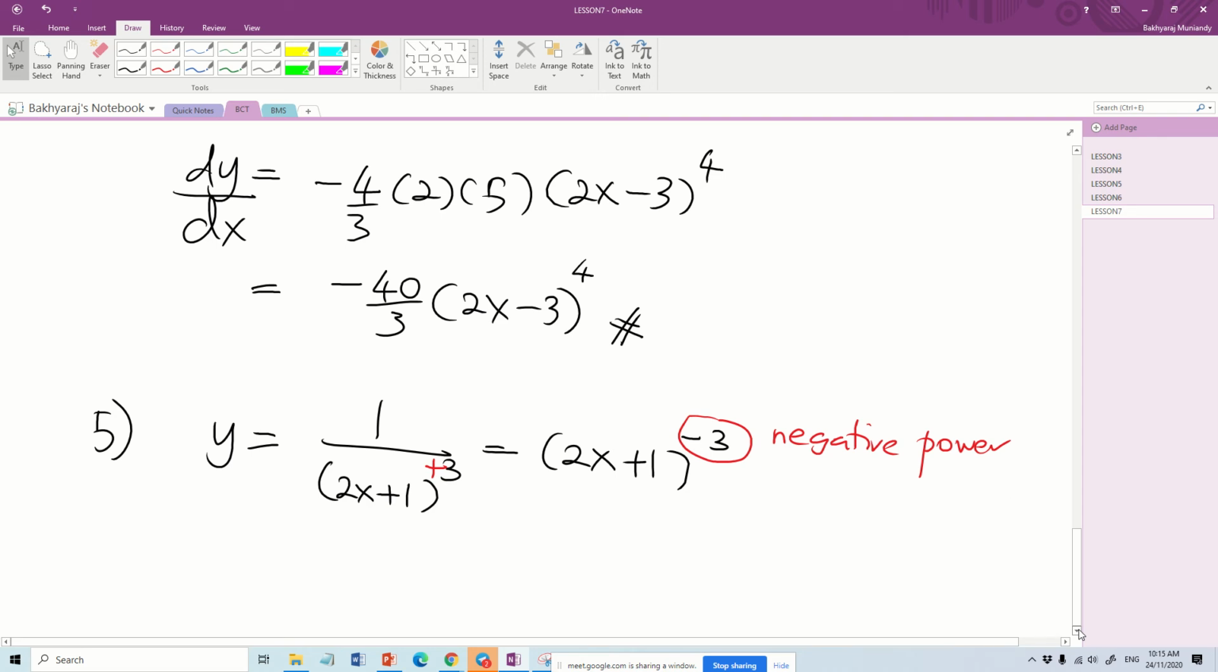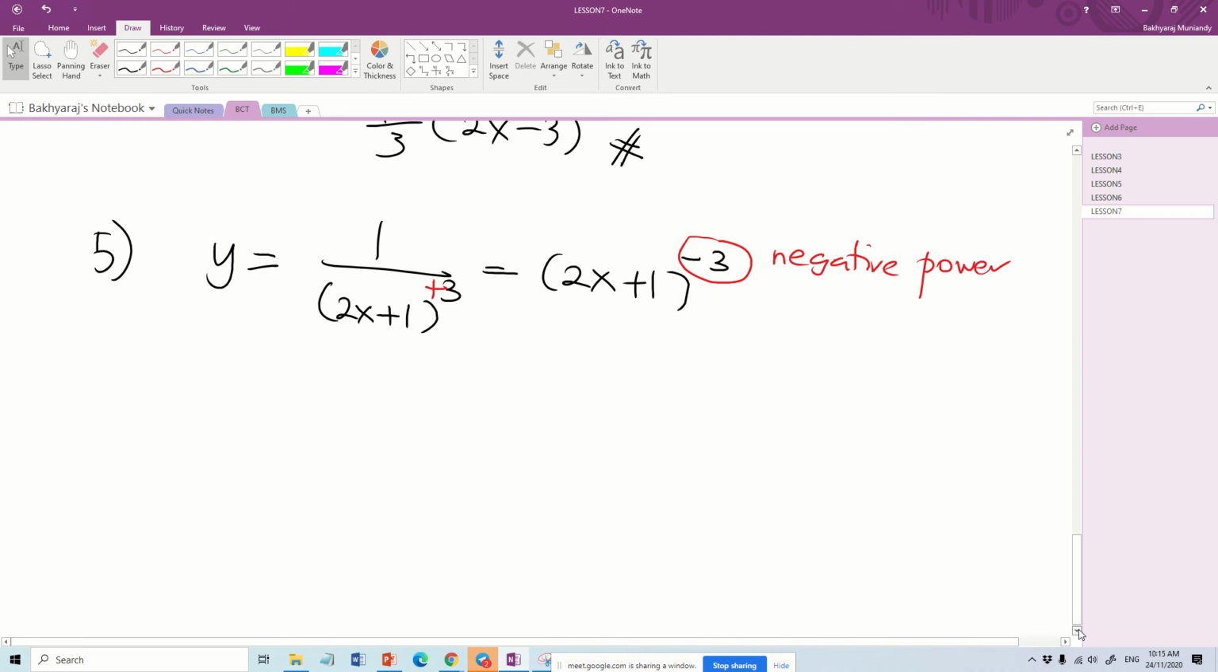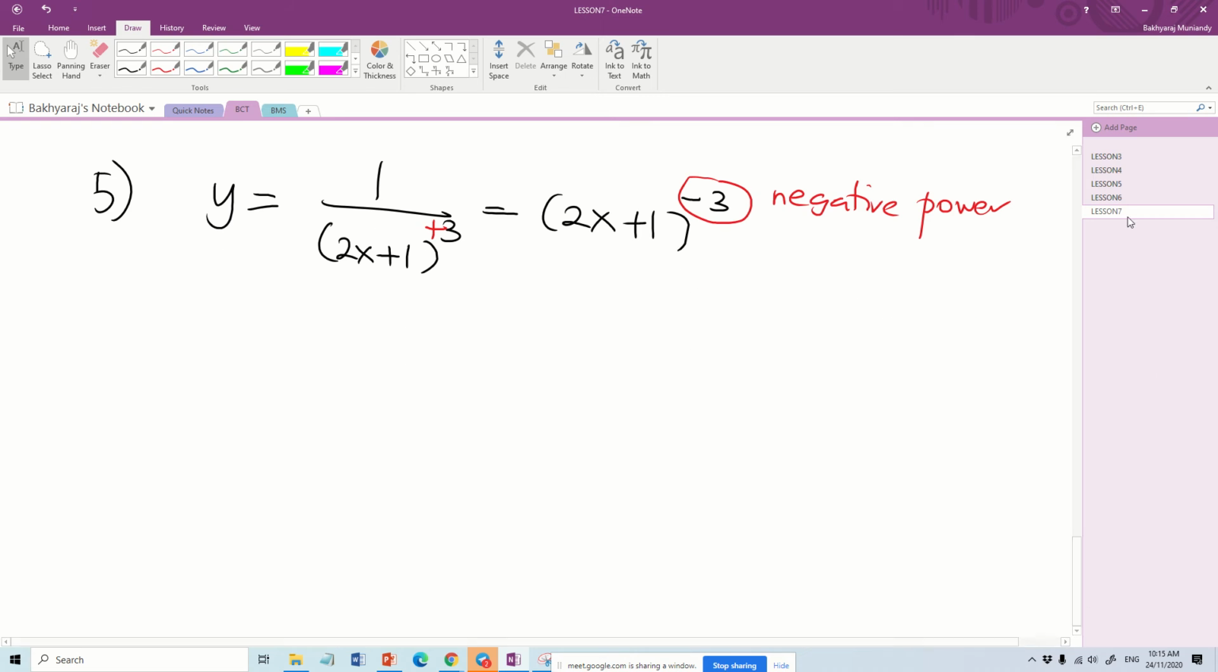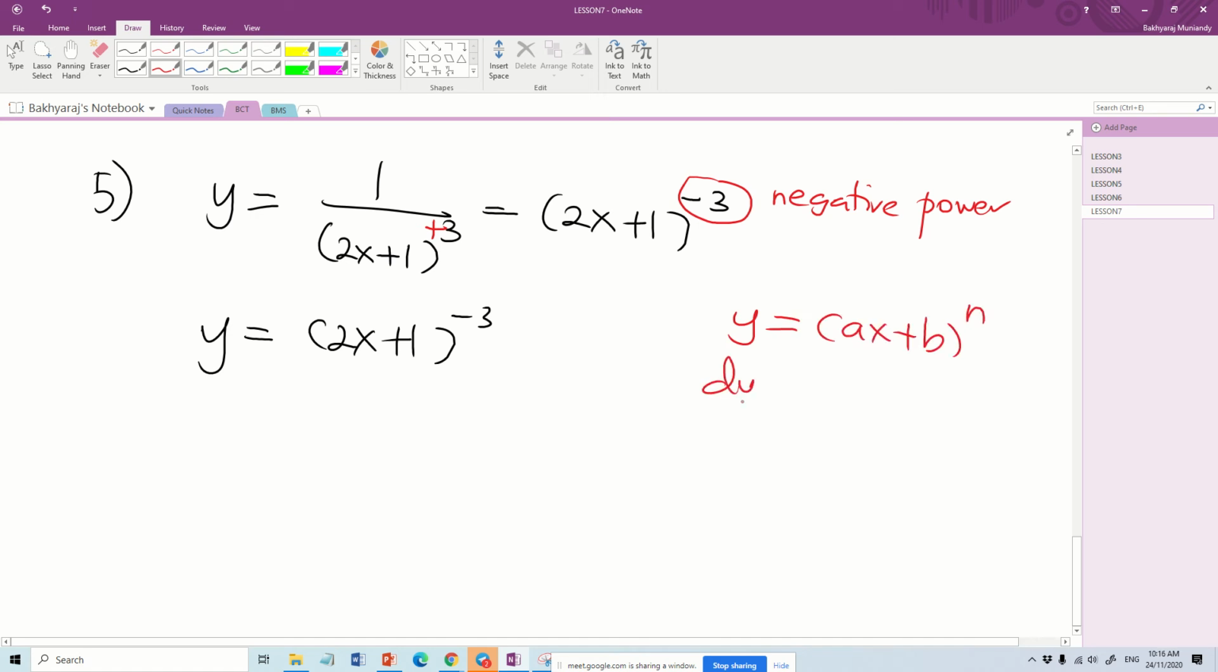Okay, what I need to do here? Apa saya nak buat ni? Okay, first, same thing. Okay, my y is what? Y is 2x plus 1 power of negative 3. So what is the formula? Formula is y equal ax plus b power of n. Yes, then formula will be a n ax plus b power of n minus 1.